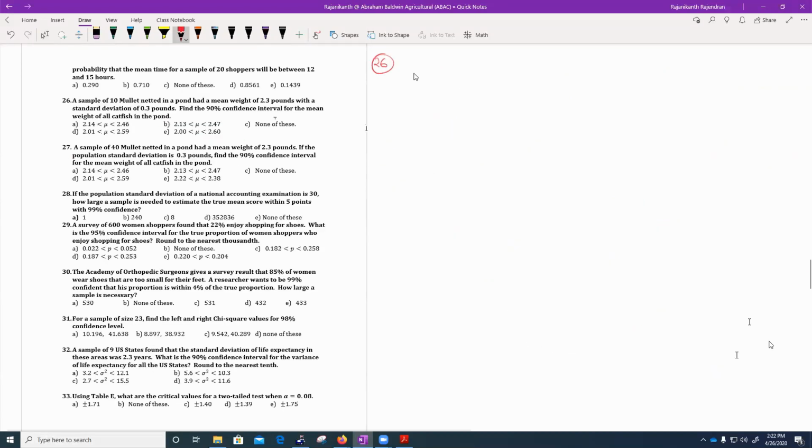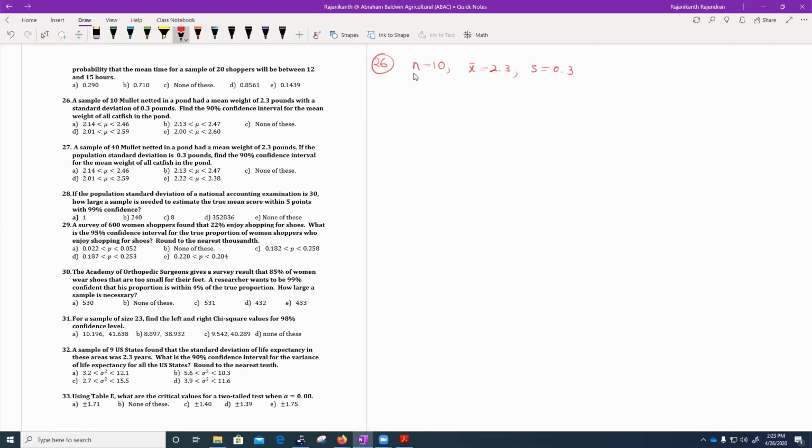Problem 6. A sample of 10 millet netted in a pond had a mean weight of 2.3 pounds with a standard deviation of 0.3 pounds. Find the 90% confidence interval for the mean. Okay, if you look at the problem, you are given a sample, the size is 10, the sample mean is 2.3, and the sample standard deviation is 0.3. Since you know the sample standard deviation, you have to use the T interval formula.